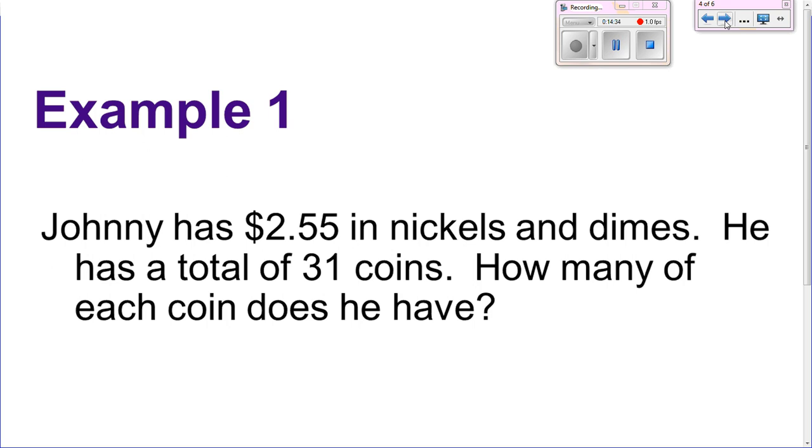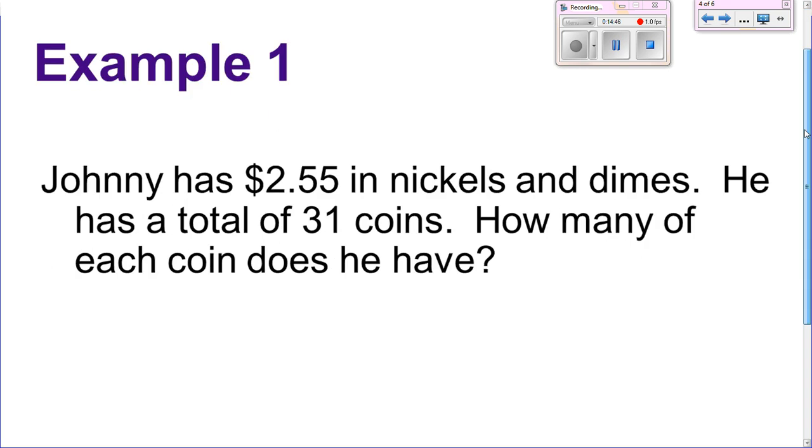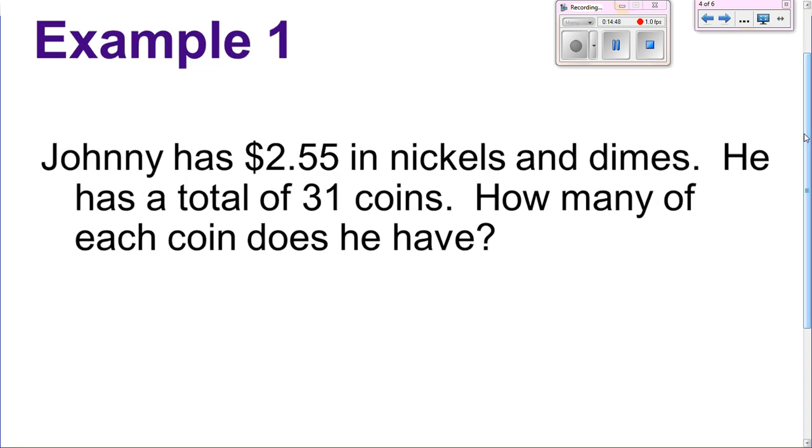Example 1. Johnny has 255 in nickels and dimes. He has a total of 31 coins. How many of each coin does he have? Ugh. So first thing I want you to do is assign your variables. I want you to say N is nickels and D is dimes.